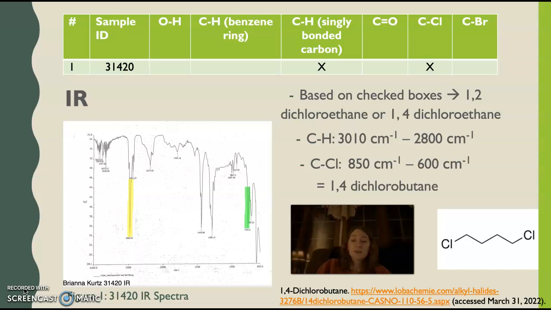Based on these checked boxes, it was either 1,2-dichloroethane or 1,4-dichlorobutane. Based on the NMR and IR, only 1,4-dichlorobutane could have been the possible substance. This diagram to the right here is the chemical structure of dichlorobutane. In this chemical structure, you can see the evidence of the C-Cl bond, and this is good. This means that we did our jobs correctly.